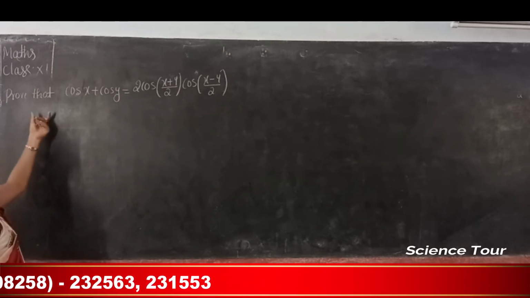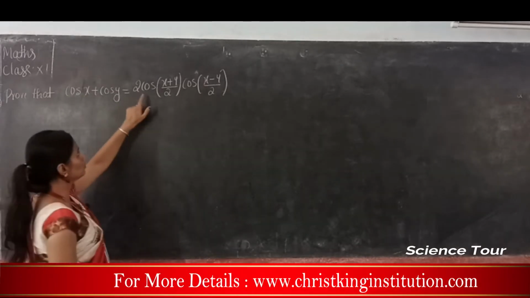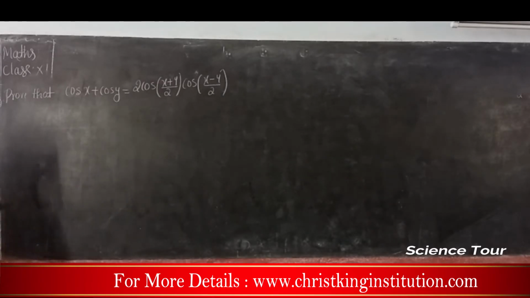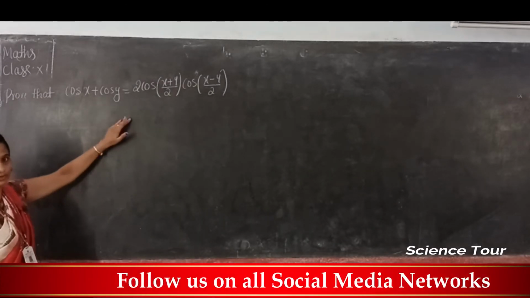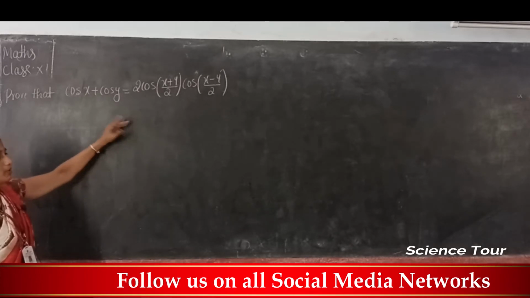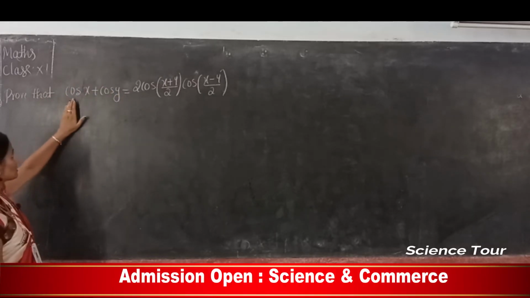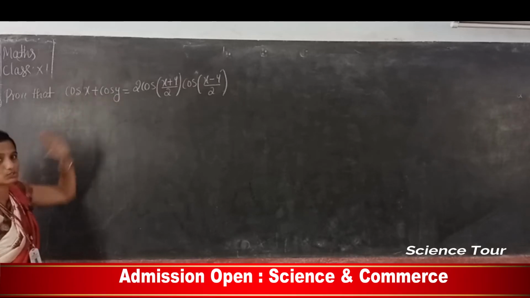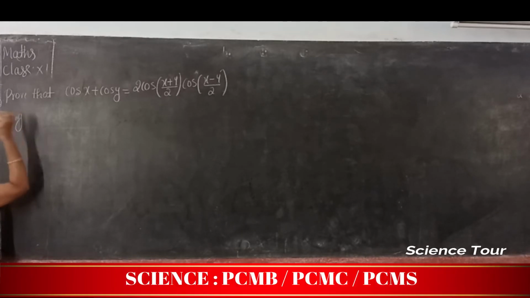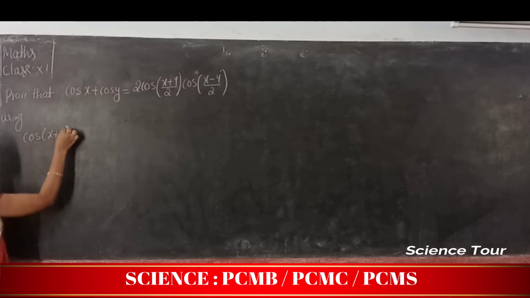Now next, prove that cos x plus cos y is equal to 2 cos (x plus y)/2 cos (x minus y)/2. In the previous two proofs, we used the formulas sin(x plus y) and sin(x minus y) because we wanted to prove sin x plus sin y. But here it is cos x plus cos y. So which formula are we using now? Using the formula cos(x plus y).